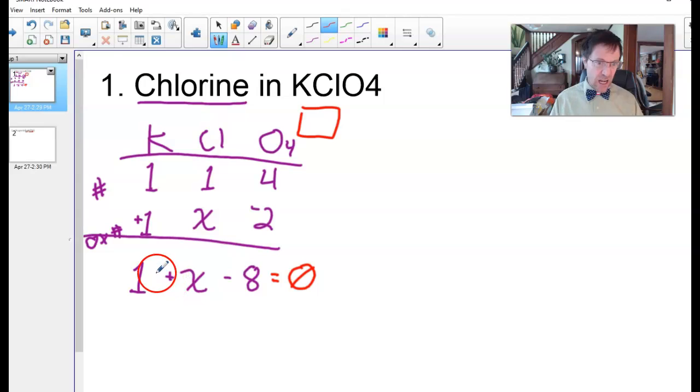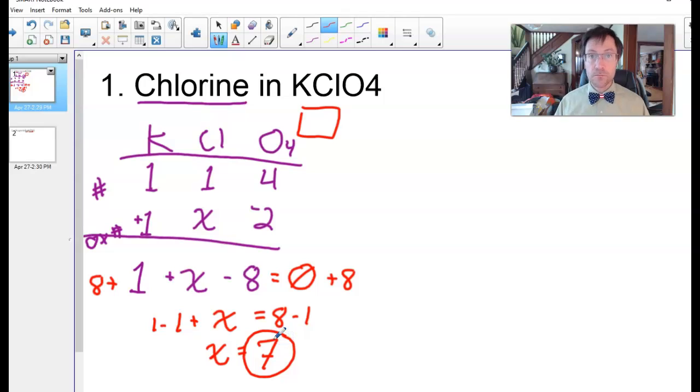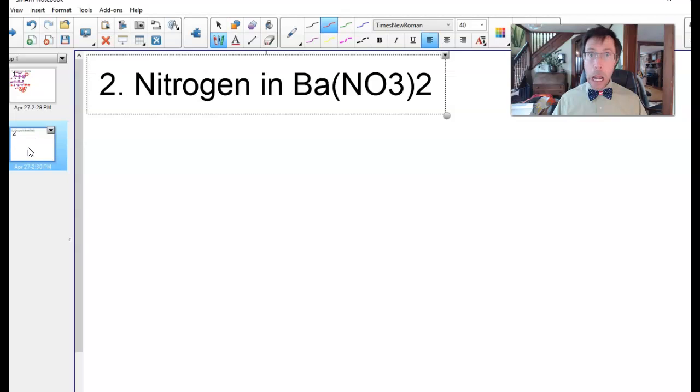Basic algebra. 1 plus x minus 8 equals 0. So let's add 8 to both sides. So 1 plus x equals 8. Now we are going to subtract 1 from each side. That's all there is to it. Want to try another one? I'm sure you do. Let's try it.